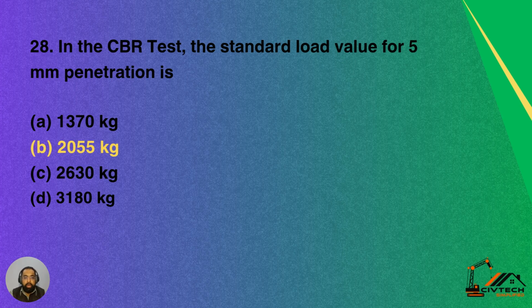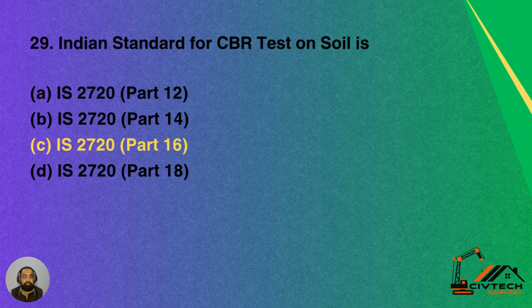In the CBR test, question number 28, the standard load value for 5 mm penetration is option A 1370, which we already discussed, it's for 2.5 mm. Option B is 2055 kg. Option C is 2630. Option D is 3180 kg. So here in this question, for 5 mm penetration, we apply 2055 kg of the load. Option B is the correct answer for this question.